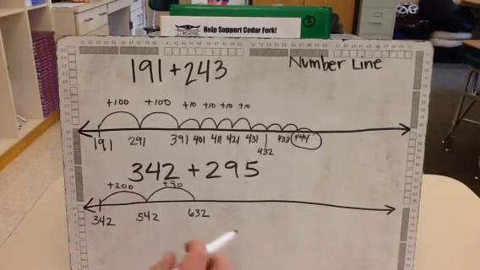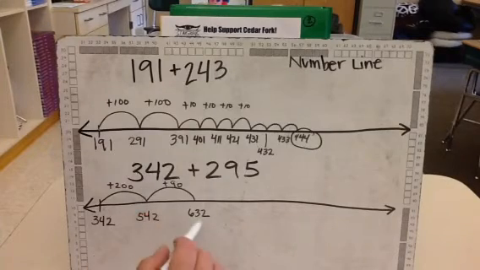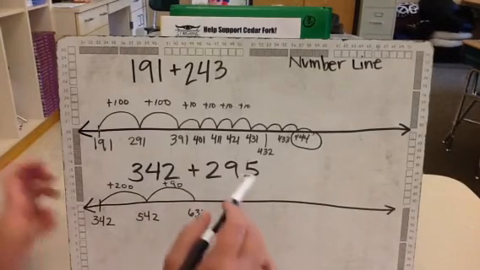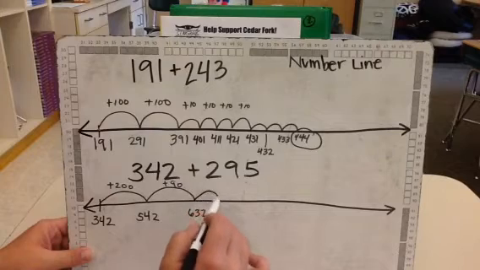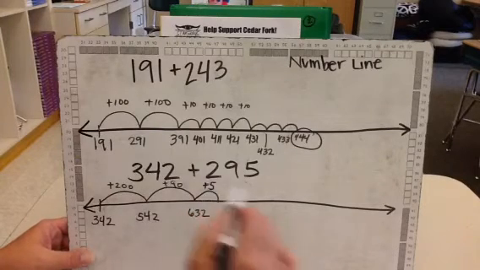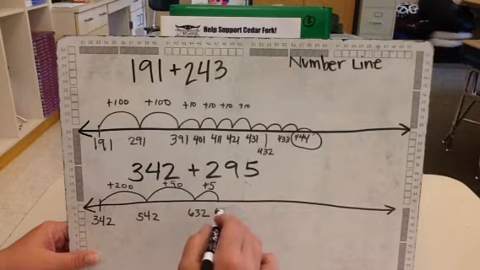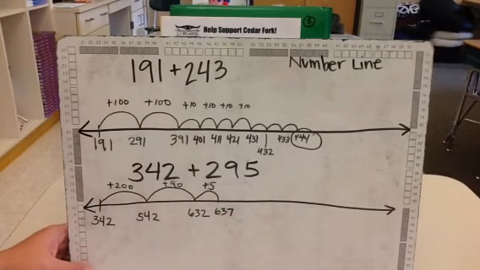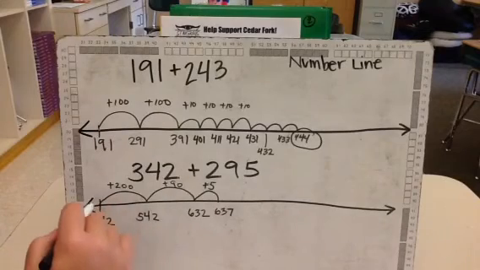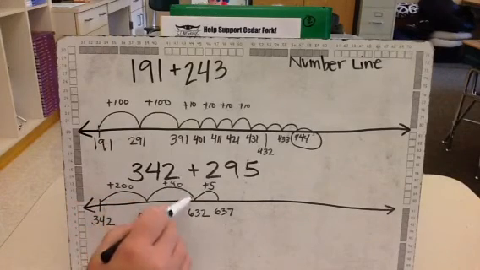All right, so there we hopped our 90, and now I'm going to hop 5. Do my ones all at the same time. So here I've hopped 5, so now it's 637.